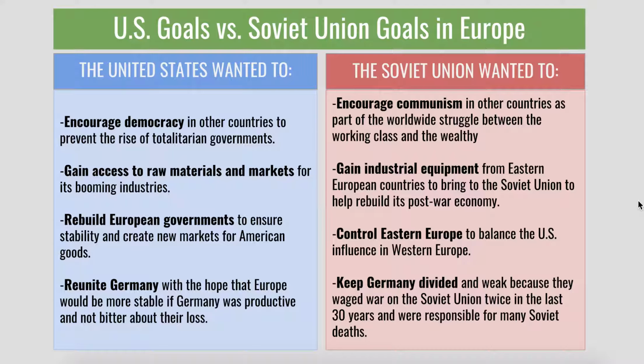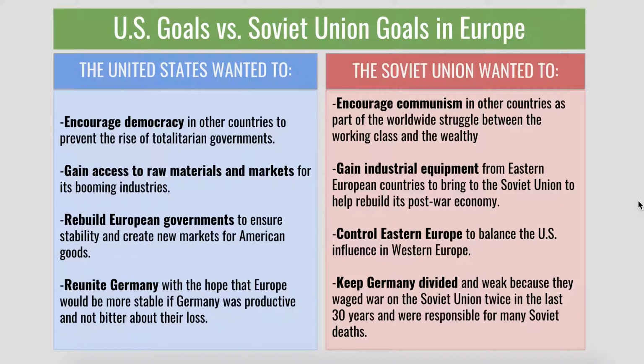The second goal of the US was to gain access to raw materials and markets. So the US has these booming industries after World War II, and like we learned in the imperialism unit, they want to have more places to get materials from and sell their products in. So they had a goal of not necessarily controlling the countries of Europe, but having enough influence there that they could sell their products there and get materials from there.